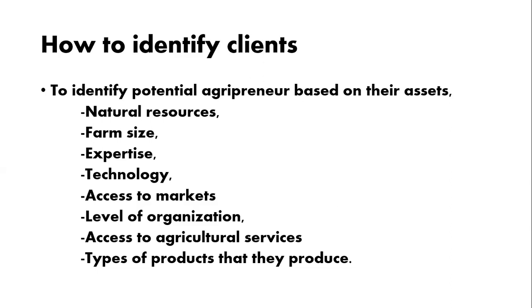Based on assets: natural resource availability, size of the farm, expertise, what knowledge is available with him, the technology, what access to the market he has, the level of organization, access to agricultural services, maybe advisory services or other services, what kind of access he has, and the type of products they are producing and how they produce. Based on these assets, the basic extensionist can identify this client as a potential person with agripreneurship, a client who has potential to become a businessman, right?